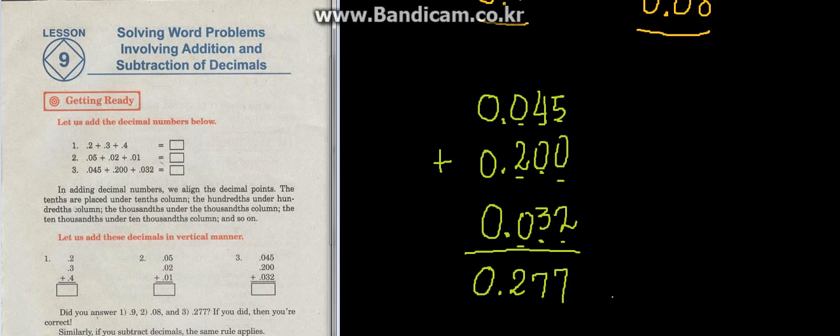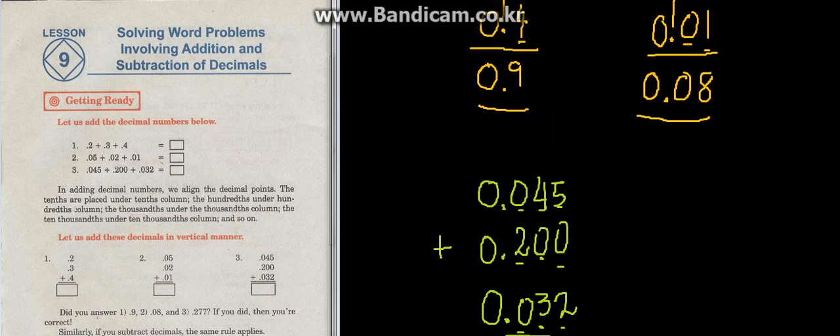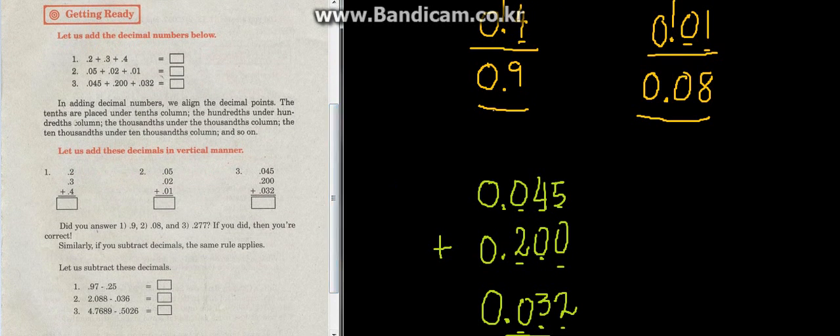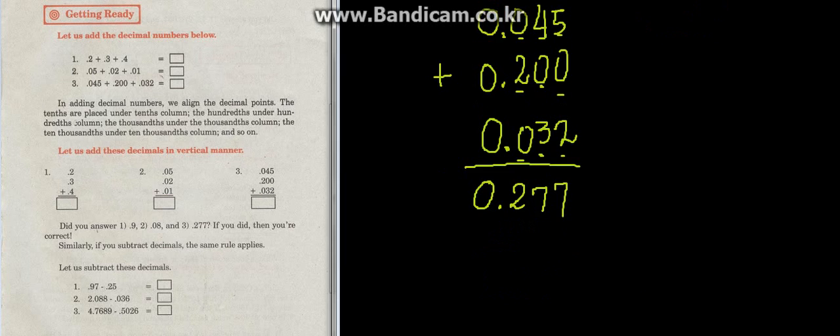Now let's do some more sets of examples, but this time we'll do subtraction. So first, let's compare the answers to the book. So the answers in the book are 9/10, so we got it right, and 800 thousandths, also we got it right, then 277 thousandths. Yay, so we got all the answers correct. Now we will work with subtractions. Okay, I'll scroll down.